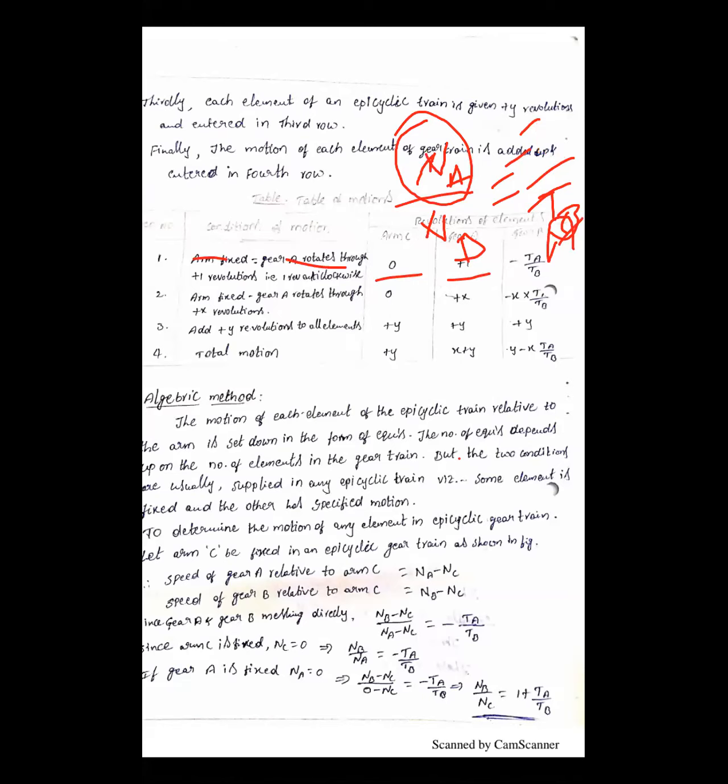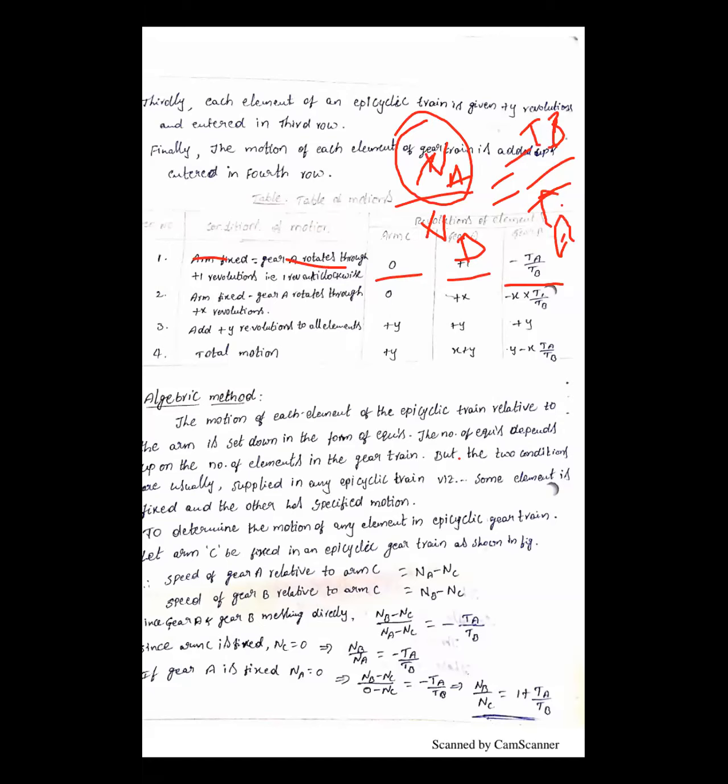NA and NB equals TB by TA. So that is always there. So NB equals minus TA by TB. Just that value has been substituted in our column.